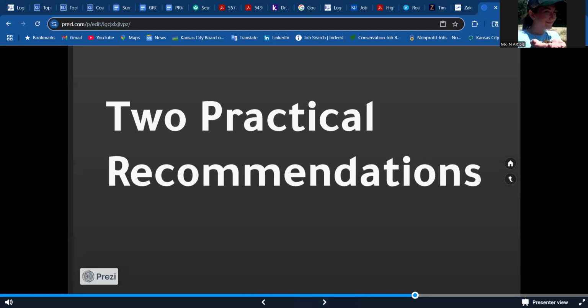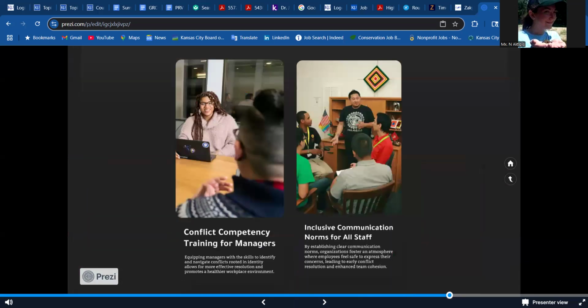So I've gotten to the portion of my two practical recommendations for navigating workplace conflict. So first and foremost, conflict competency trainings for management. So equipping managers with the skills to identify and navigate conflicts rooted in identity is really going to allow for more effective resolution and promotes a healthier workplace environment.